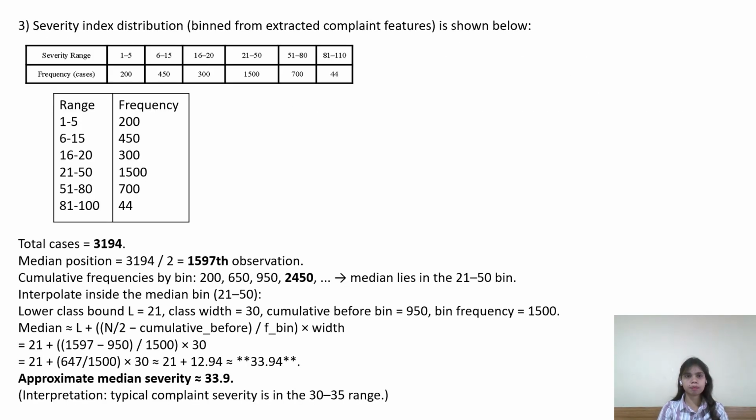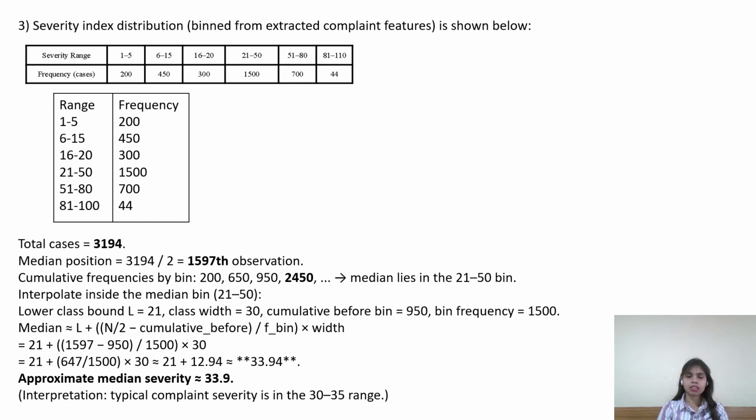Severity index distribution. Ranges: 1 to 5, 6 to 15, 16 to 20, 21 to 50, 51 to 80, 81 to 100. Frequencies 200, 450, 300, 1500, 744. Total cases 3194. Median position equals 3194 divided by 2, equals the 1597th observation. Cumulative frequencies per bin: 200, 650, 950, 2450. The median lies in the 21 to 50 bin.